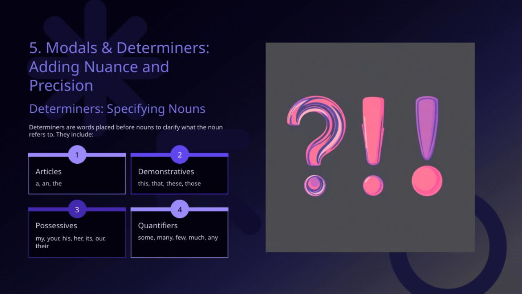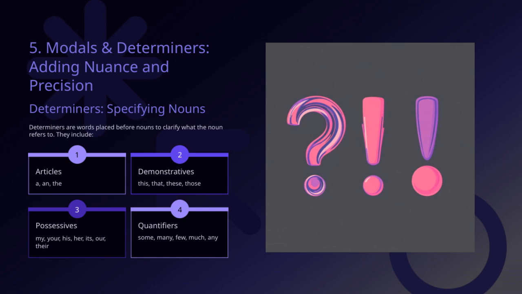Finally, we have articles: a, an, and the. Articles are a type of determiner placed before nouns to specify them further. For example, a cat, an apple, or the book. They help us introduce nouns and specify whether we're talking about something particular or something in general.